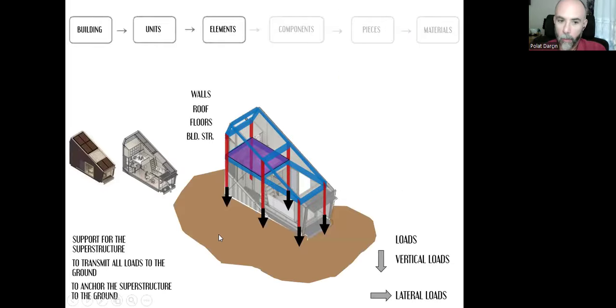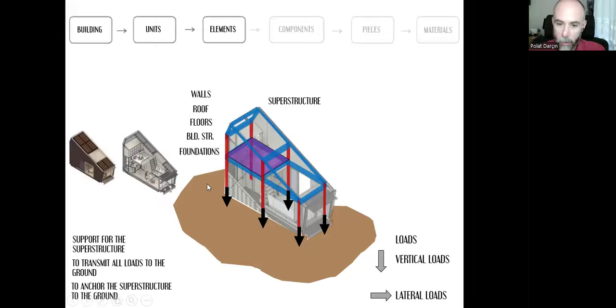And we need also a system to anchor the superstructure to the ground. Otherwise, the building can slip or sway if you don't anchor it. So for these, mainly three functions: support the superstructure, that's the part of the building that is above the ground level, we need that system to transmit all the loads to the ground itself and anchor the superstructure to the ground. That's the job of the foundations.